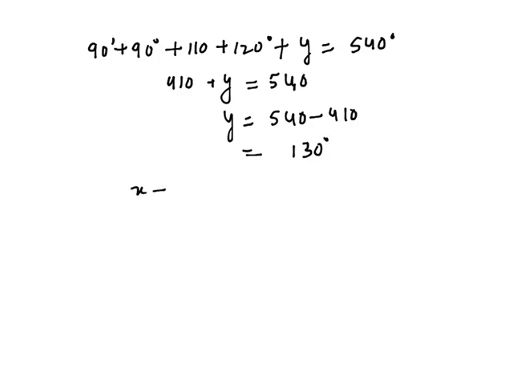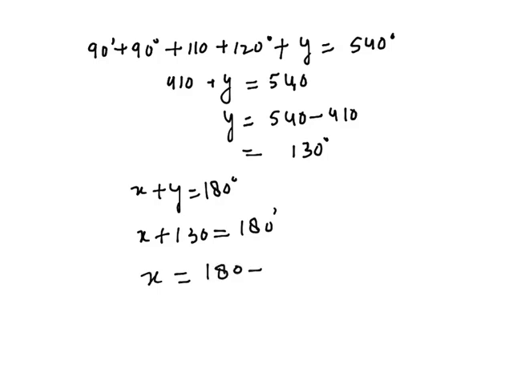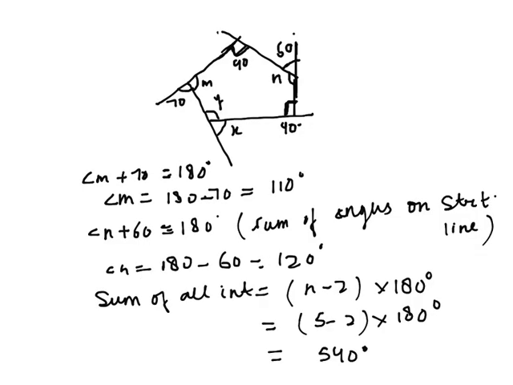Now x plus y will be 180 degrees, for the same reason, they are on the same straight line. Now we have the value of y. So x plus 130 is equal to 180 degrees. Now we can find the value of x. x will be equal to 180 minus 130, that will be 50 degrees. Now we have all unknown variables of this figure. So this is the way we use our properties to find the value of unknown angles.